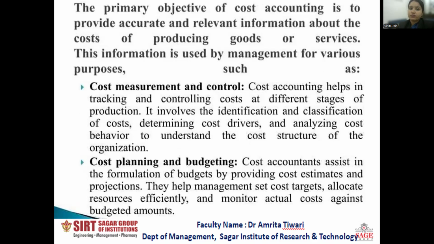The primary objective of cost accounting is to provide accurate and relevant information about the cost of providing goods or services. The information is used for various purposes such as cost measurement and control. Cost accounting helps in tracking and controlling the cost at different stages of production. It involves the identification and classification of the cost, determining cost drivers, and analyzing cost behavior to understand the cost structure of the organization.